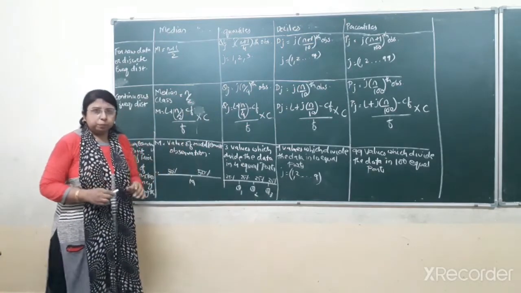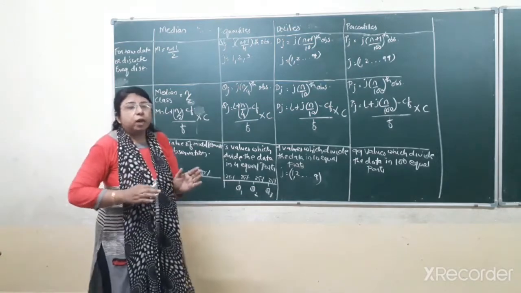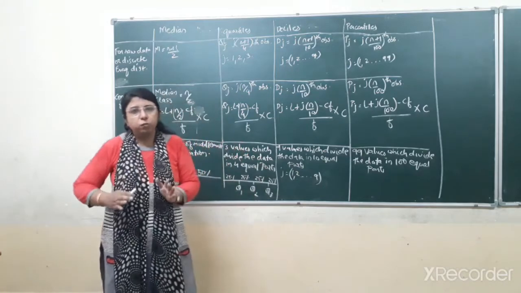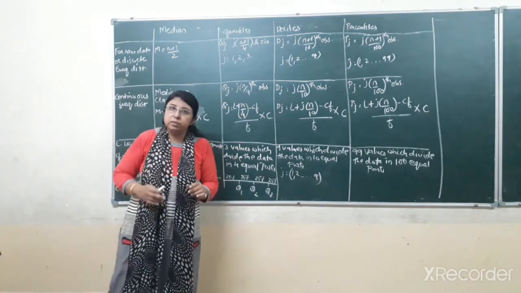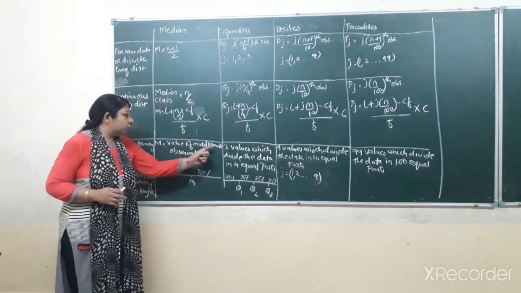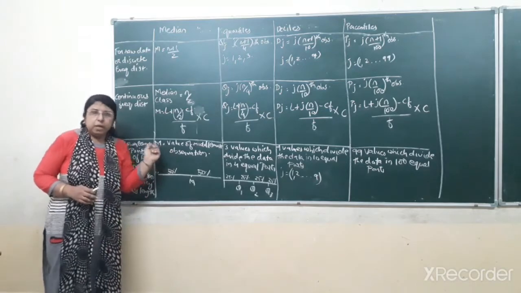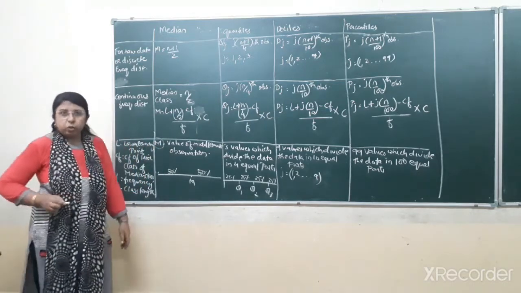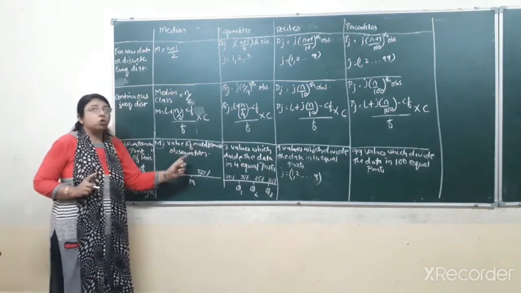Now what is median? Median divides the data that is arranged either in ascending or descending order. It means when all the values of the observations are arranged either in ascending or descending order, then the value of the middlemost observation is called the median. And median is denoted symbolically as capital M. Again repeating, median is the value of the middlemost observation.